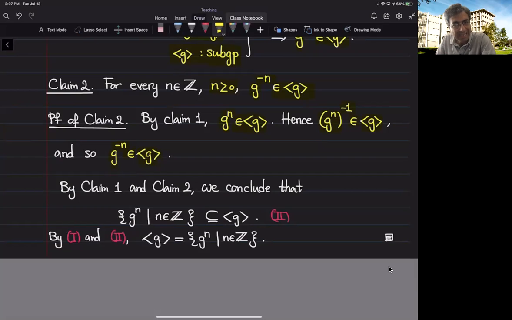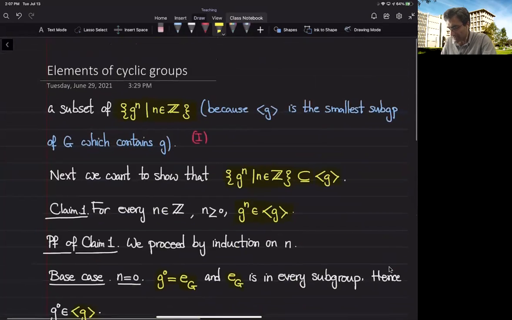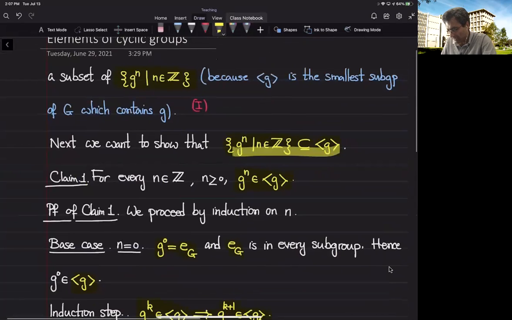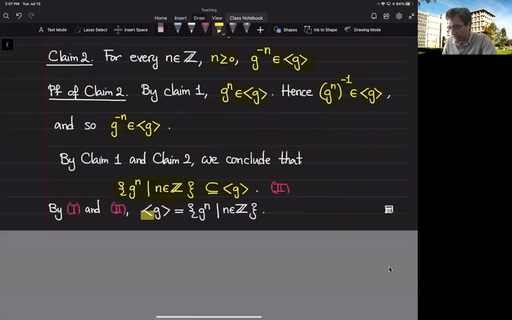By these two claims, we deduce that every integer power of g is an element of the group generated by g, and therefore we have the other side of inclusion. By this side of the inclusion and the other side that we have over here, we deduce that equality holds. Now we understand the elements of cyclic groups. Every element of the cyclic group generated by g is indeed an integer power of g.